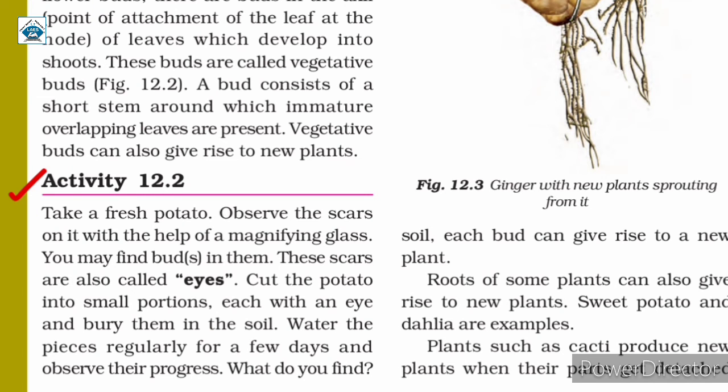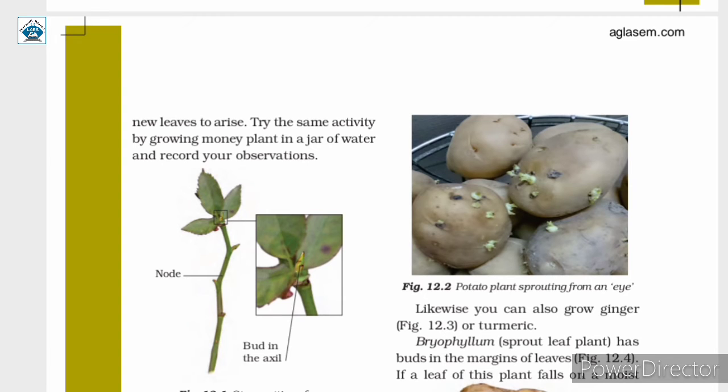Activity 12.2. Take a fresh potato. Observe the scars on it with the help of a magnifying glass. You may find a bud or buds in them. These scars are also called eyes. Cut the potato into small portions, each with an eye, and bury them in the soil. Water the pieces regularly for a few days and observe their progress. What do you find? You require a fresh potato for performing this activity.